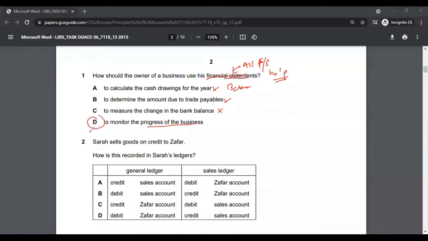Yes, the answer to multiple choice 1 is option D, because financial statements will help the business owner to look at the progress of the business, to make decisions whether to invest in the business or not, whether the business is making profit or not, right? So that's the progress of the business. So financial statements will help monitor the progress of the business. So the answer to multiple choice 1 is option D.